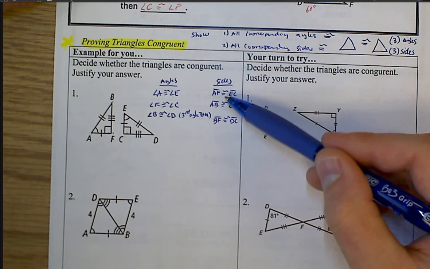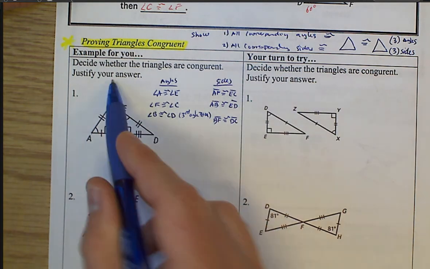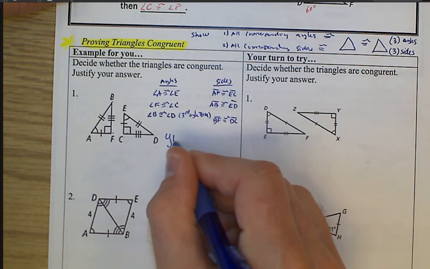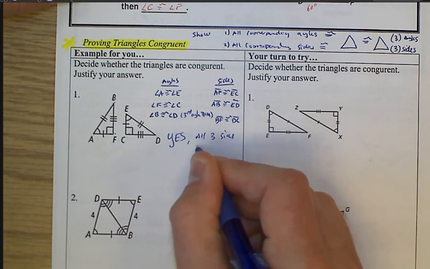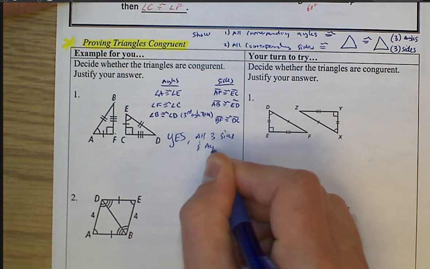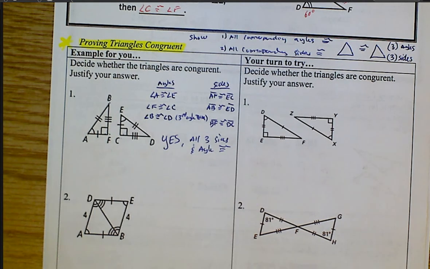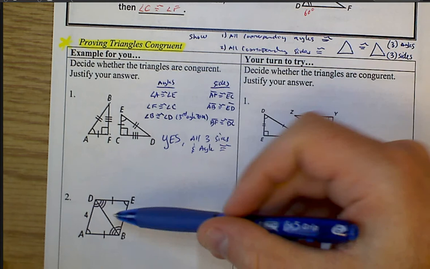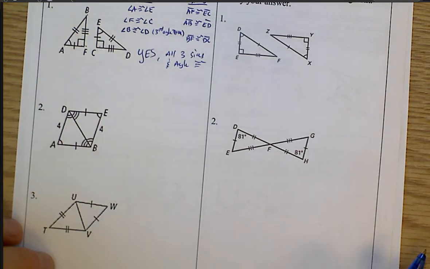1, 2, 3 sides. 1, 2, 3 angles. Decide whether the triangles are congruent. Justify your answer. Yes. All 3 sides and angles are congruent. Okay? Now, I'm not going to have you list all of this for each one. Let's just take a peek at these and knock them out. And then we'll go from there, okay?